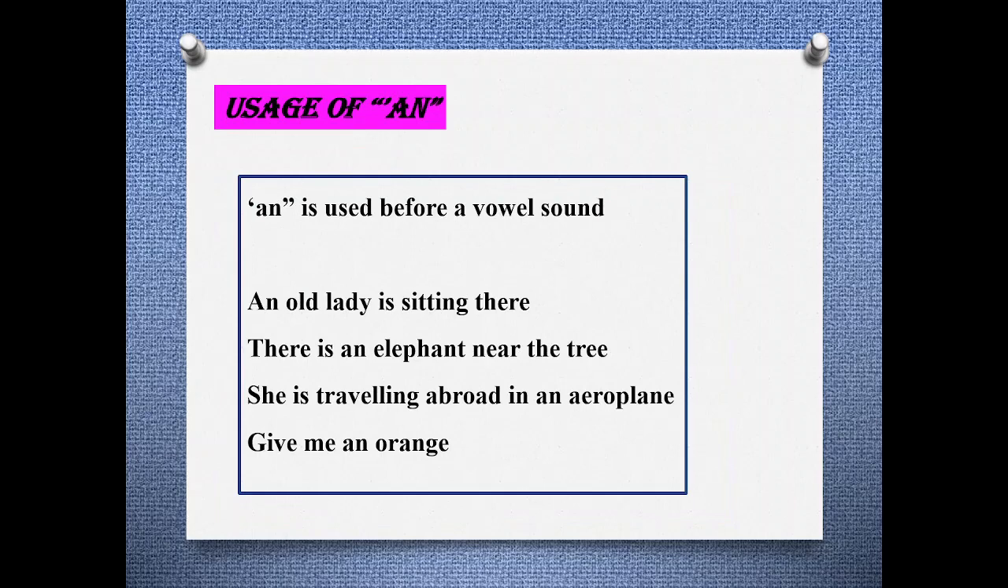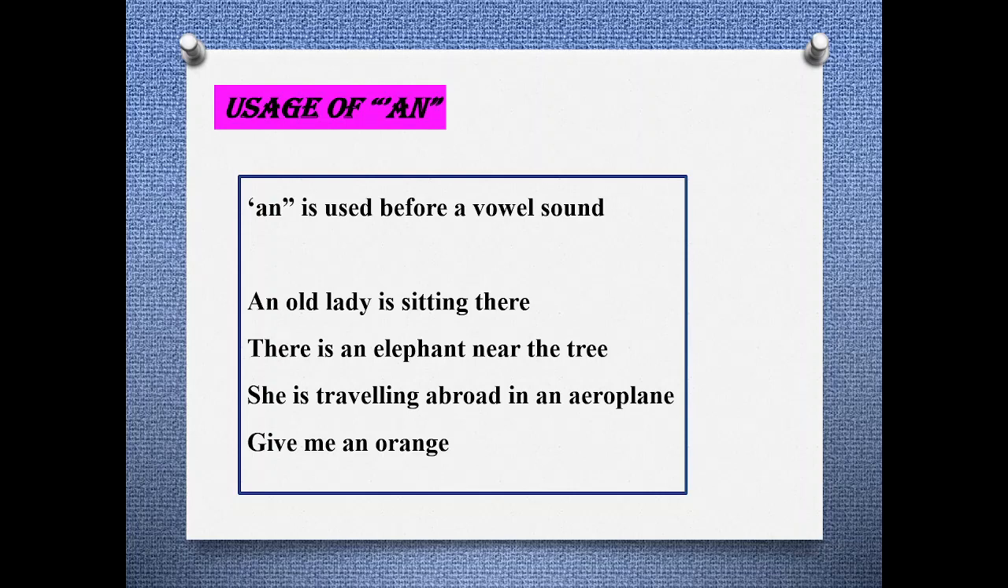Now let's look at where you have to use "an". So "an" is used before a vowel sound. What are the vowels? A, E, I, O, U. So, an old lady is sitting there. O is a vowel, and that's why we are using "an" before O. So an old lady is a noun. An old lady is sitting there.